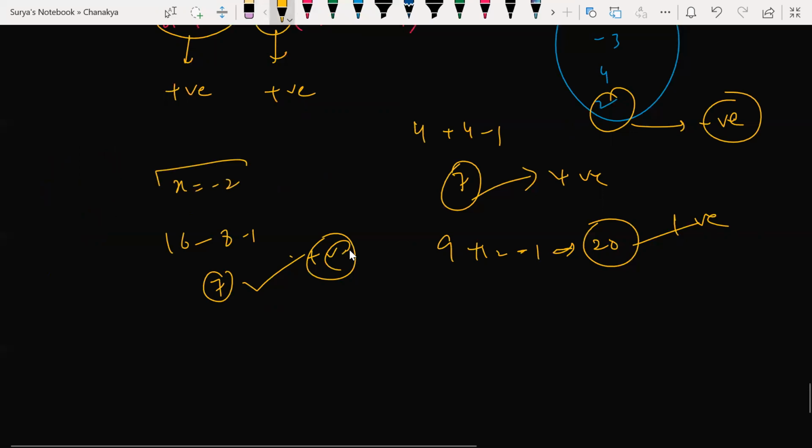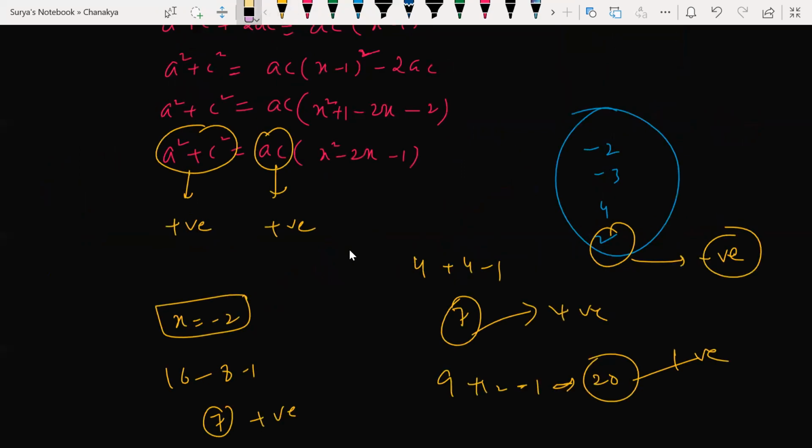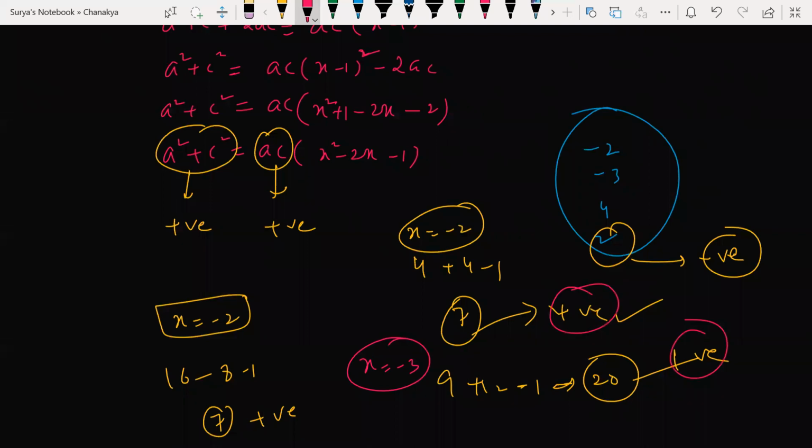X is equal to minus 2 is nothing but I'm getting positive. Here positive, for X value minus 2. Okay, well, if you don't understand like that, we'll do one thing. If X is equal to minus 2, I'm getting positive. For X value minus 3, also positive. Okay, positive. For X value 4, also positive.